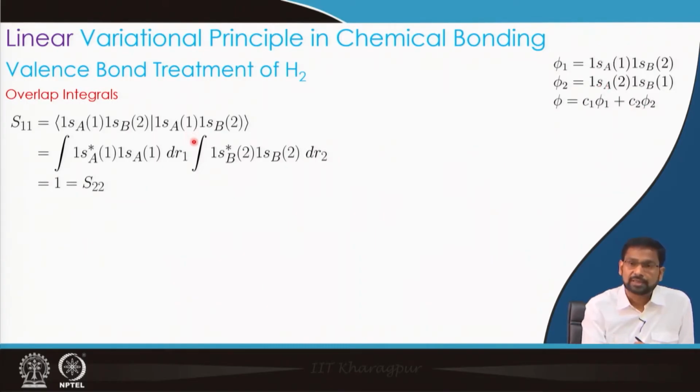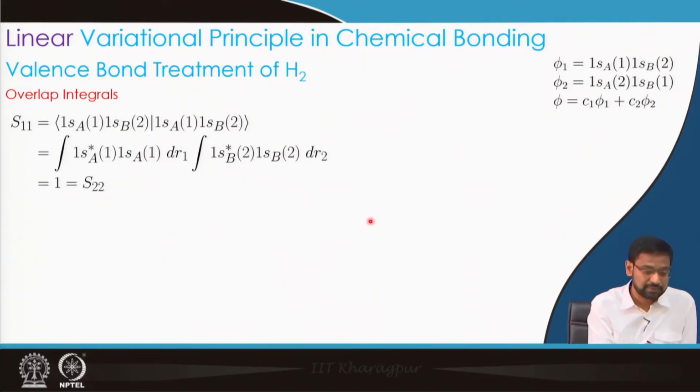Now, the overlap integral S11 is obtained by evaluating the overlap of phi 1 with itself. When I do this, I have this overlap integral written in bracket form. So, then the bra side I have phi 1, ket side I have phi 1, and I open them up and write them in integral forms.